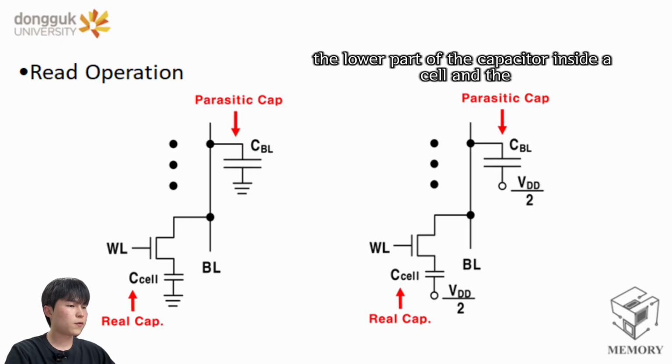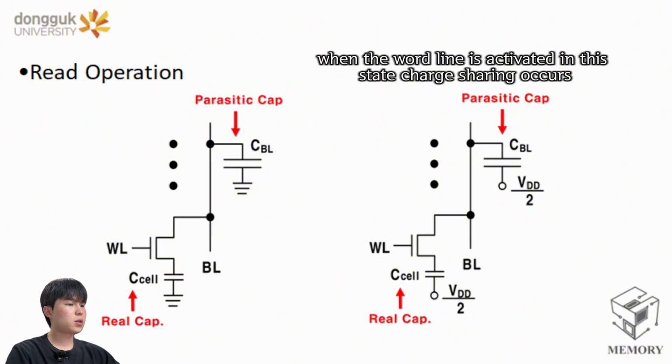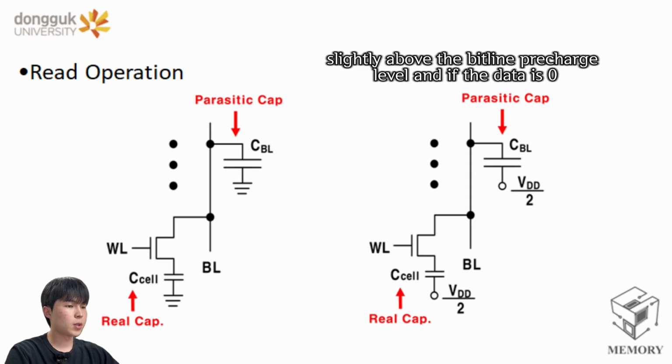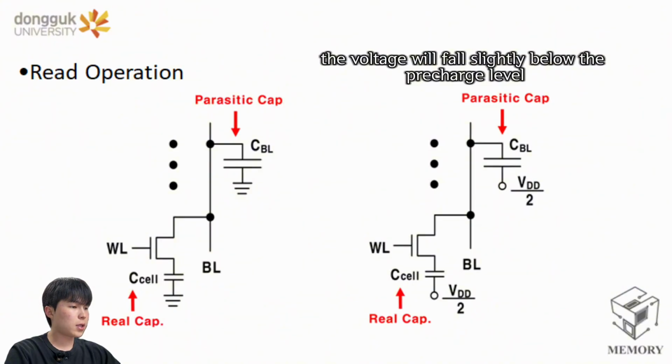The lower part of the capacitor inside the cell and the parasitic capacitor on the bit line are both tied to ground. When the word line is activated in this state, charge sharing occurs. If the stored data is 1, the voltage will rise slightly above the bit line precharge level, and if the data is 0, the voltage will fall slightly below the precharge level.